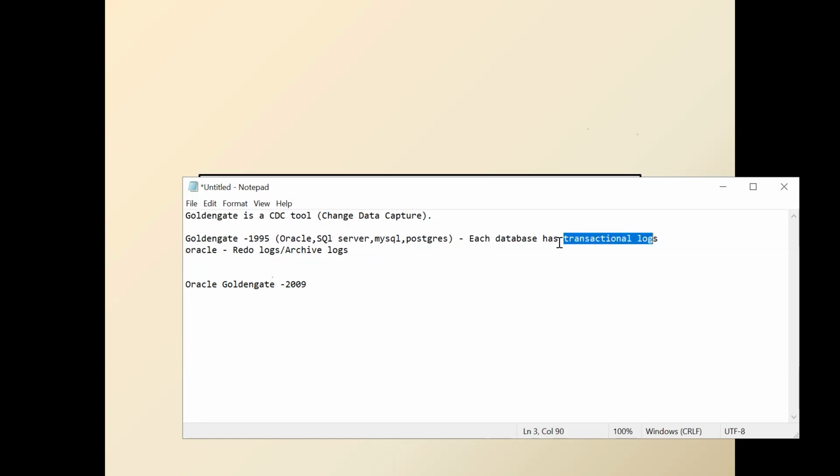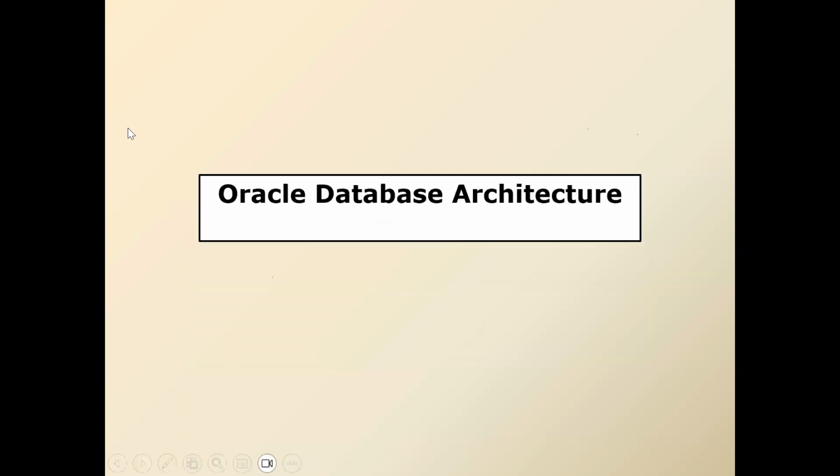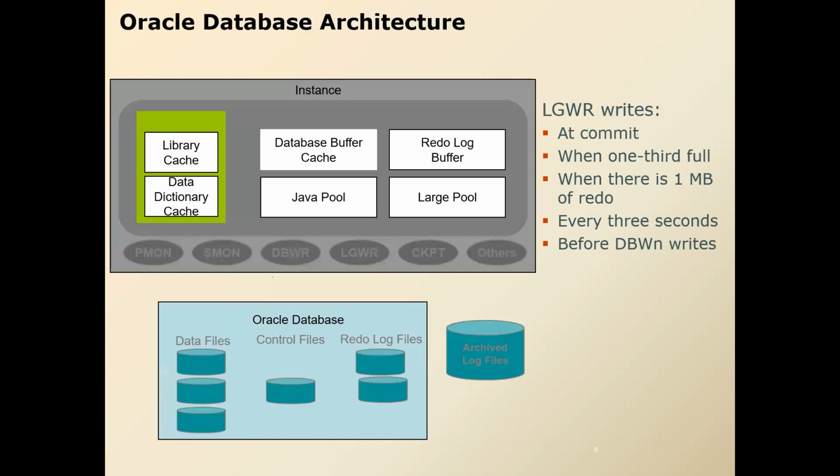What happens is, whatever changes are happening in the database, this concept is there with each database: whatever transactional changes are being made to the database, all changes get written to the transactional logs of the database. In case of Oracle, these are called redo logs, or once the backup of redo logs is taken on disk, they are called archive logs. It is very important for us to understand how Golden Gate works, so let us discuss Oracle database architecture to understand it.